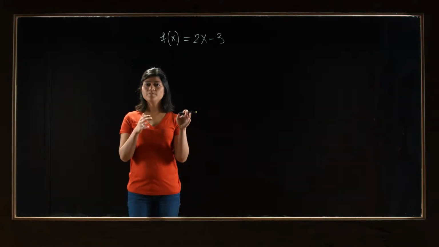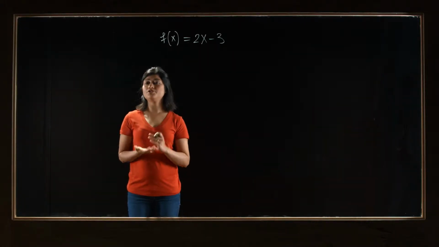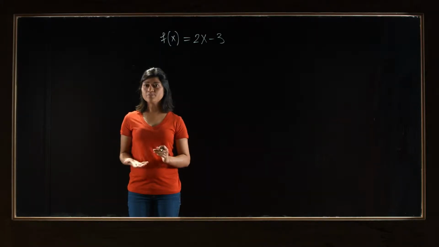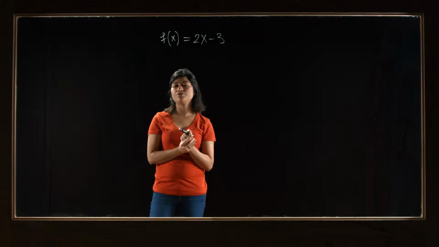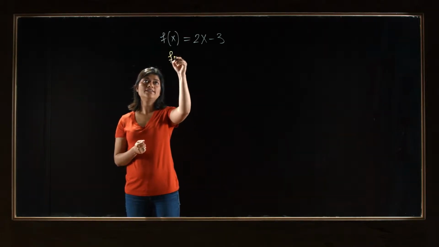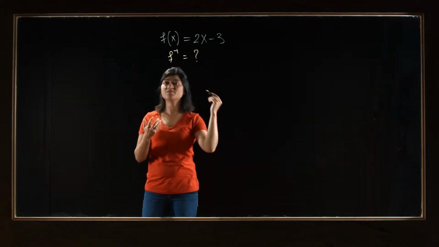So, this problem is about finding the inverse of a function, and that's a very important concept. We have the function right here, f(x) is 2x minus 3. We just have to figure out what is f inverse, what is the expression.